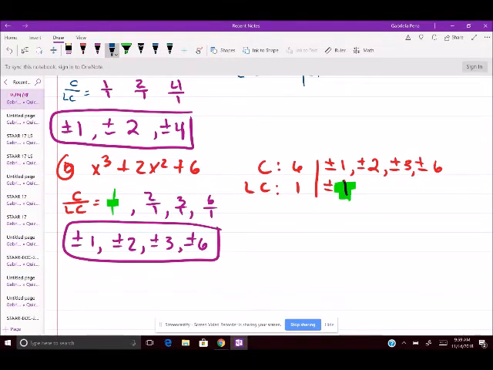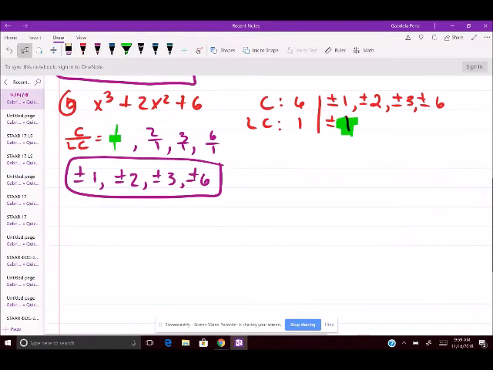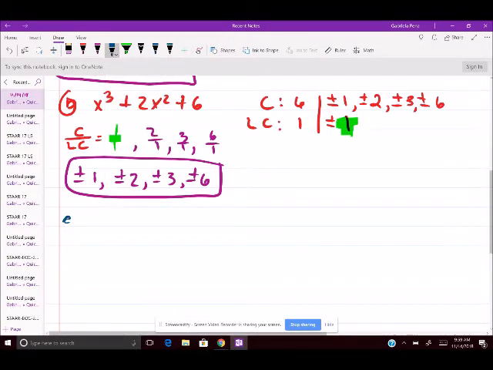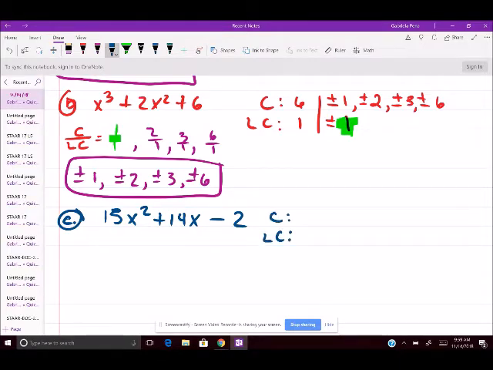After we do C, if there are questions, because C is going to be the one that's going to be a little crazier. All right, so let's say we had 15x squared plus 14x minus 2. So my constant and my leading coefficient.